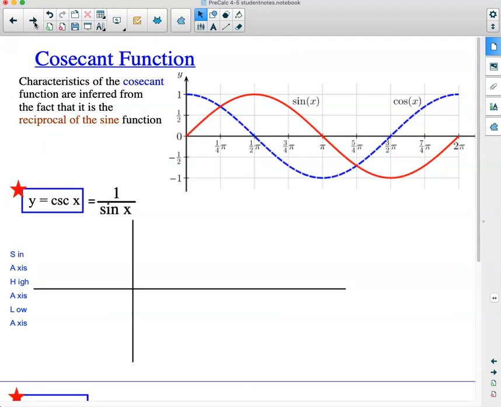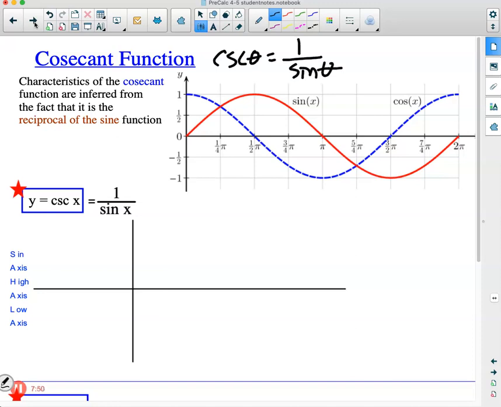Cosecant, same thing. We want to think of cosecant of theta as 1 over the sine of theta. So what we're going to do is graph the sine of theta, and at the last minute, turn it upside down. So when I'm looking at the sine of theta, I'm looking for where sine is going to be 0. Because that's where my asymptotes are going to take place. I'm going to be dividing by 0 at 0, pi, 2 pi, etc.